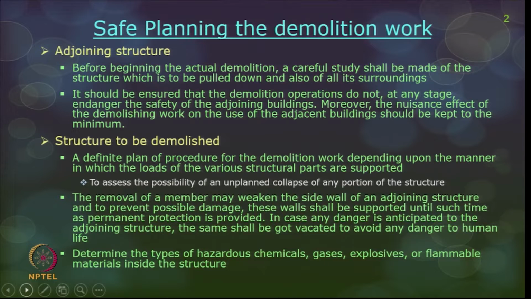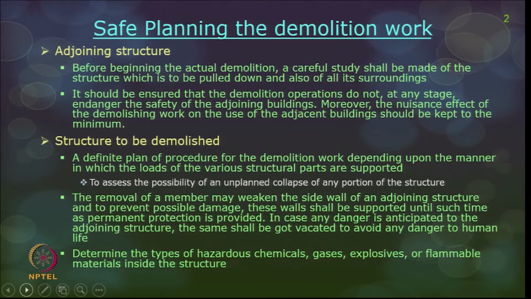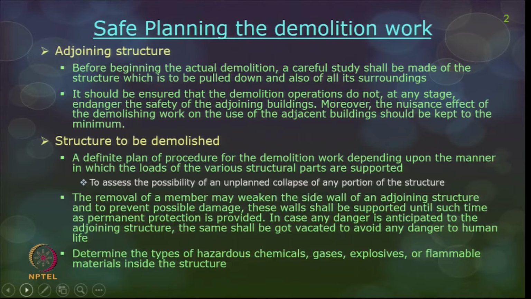The adjacent structures in and around the building which has to be collapsed have to be analyzed first. Before starting with the actual demolition, all the adjoining structures have to be seen: their foundations, their stability, and how far the structure to be demolished is in line with the other structures. Everything has to be analyzed, because the method of demolition should not affect the adjacent structures. All those should be cross-checked first.